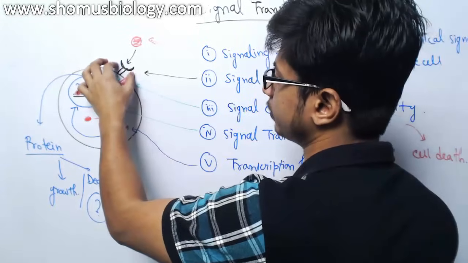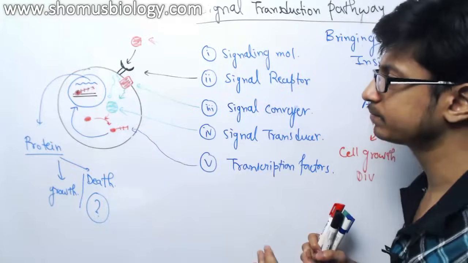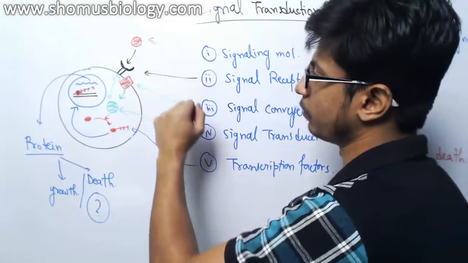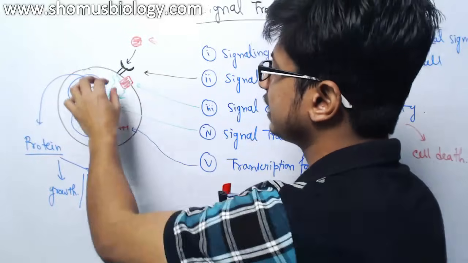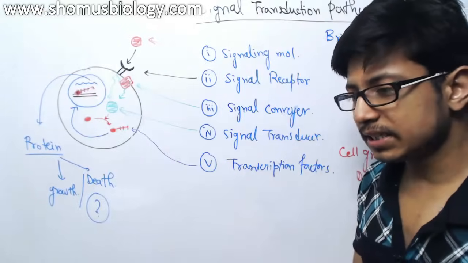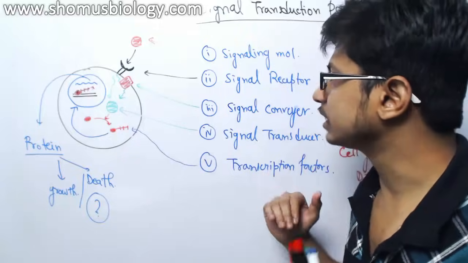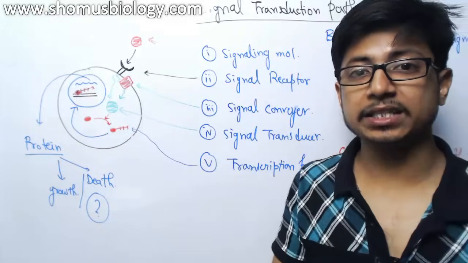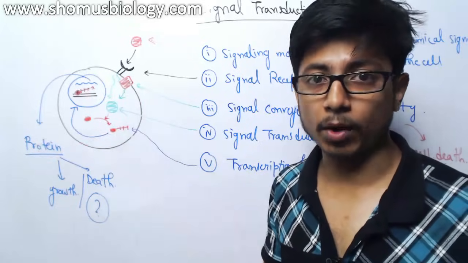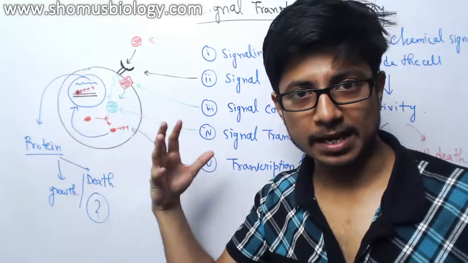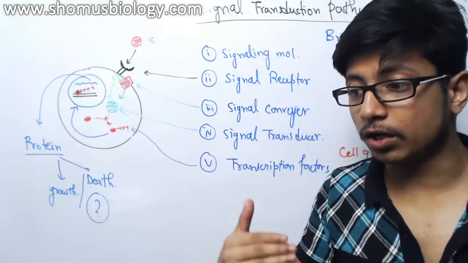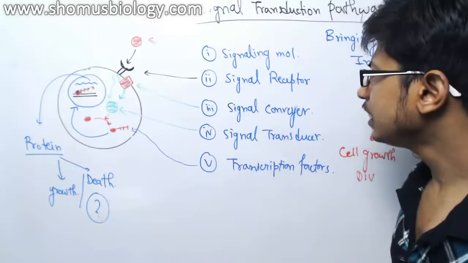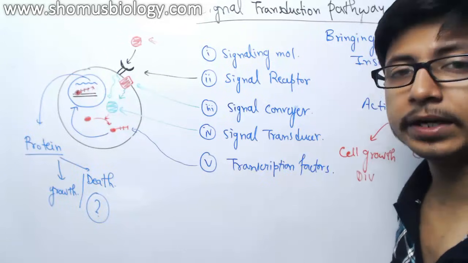One is the outside part, surrounding the cell, the extracellular part that interacts with the signaling molecule. Another part is the intracellular part. This intracellular component of the signal receptor engages in interaction by activating or deactivating different other signaling molecules inside the cell. That's also necessary in the case of other types. We'll see the example.